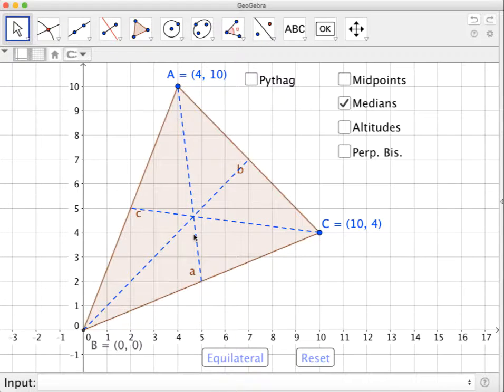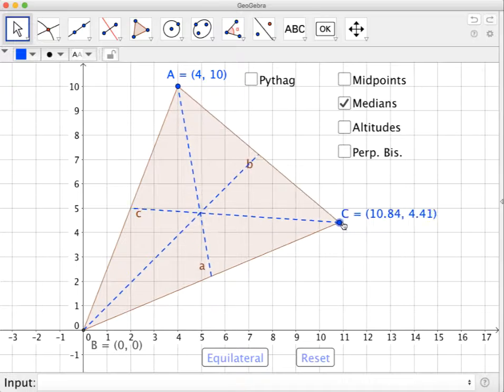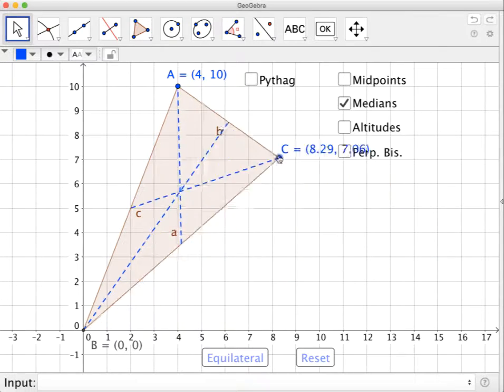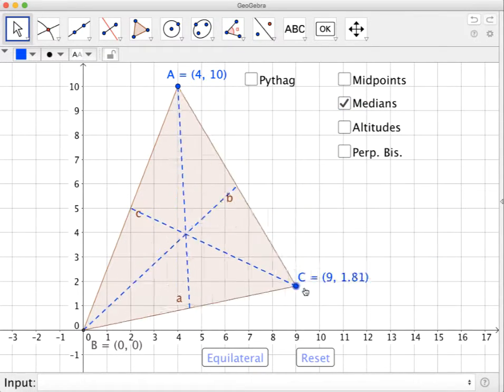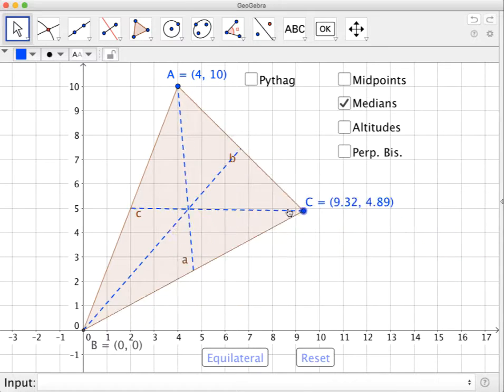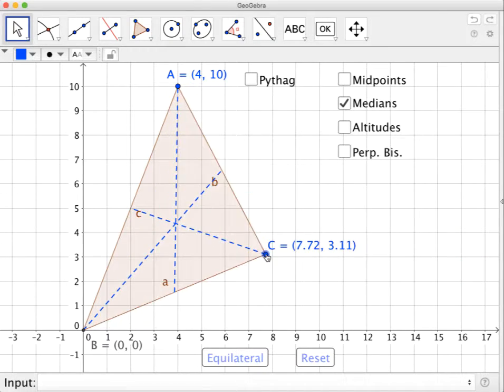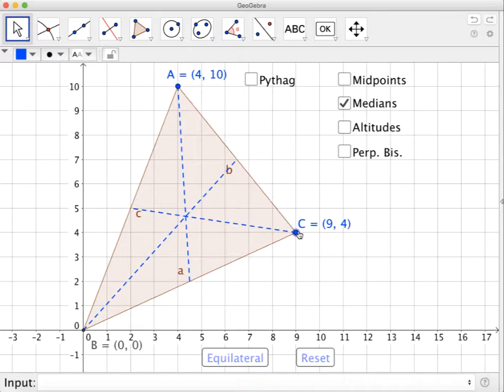And notice that our medians are what we call concurrent, which means that they all meet at the same place inside this triangle. So this one point right here is the point where all three medians meet. And this remains true even as I move point C around and change the size and shape of our triangle. Those medians always meet at a single point, and that point is always inside the triangle.